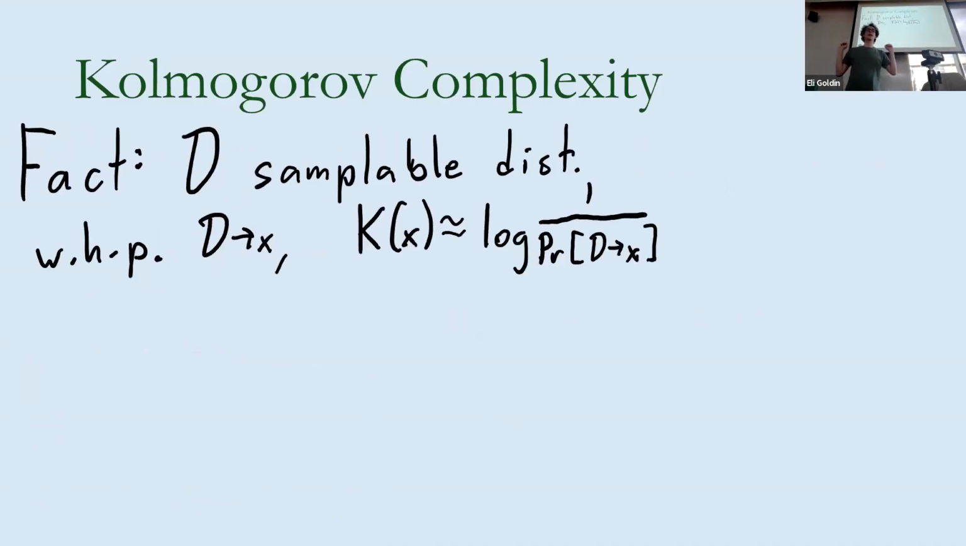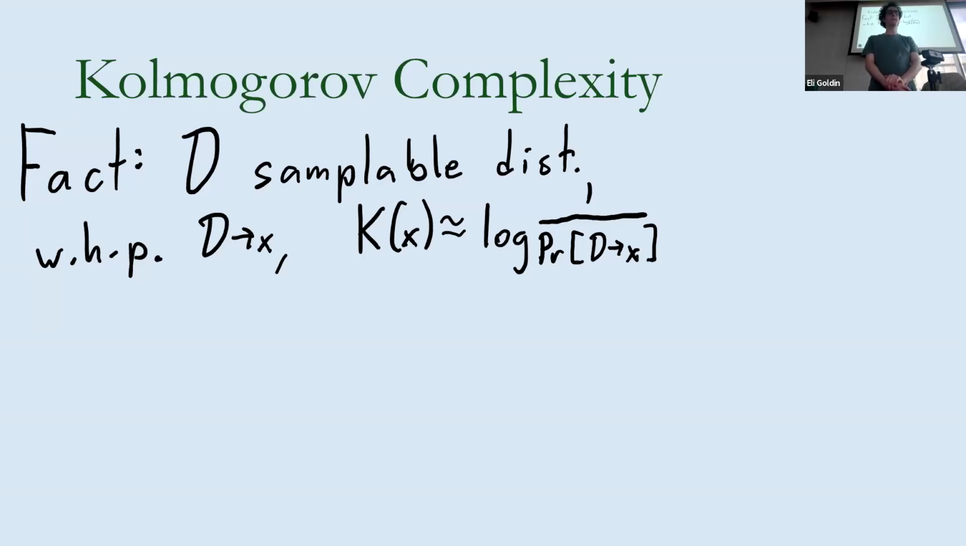And a useful fact that we're going to use is that if you have a sampleable distribution D, then with high probability, if you take a random sample from the distribution, the Kolmogorov complexity of that sample is going to be a really good heuristic for the probability that the distribution outputs that string. The Kolmogorov complexity of X is approximately log 1 over the probability that D outputs X. That's the information content.